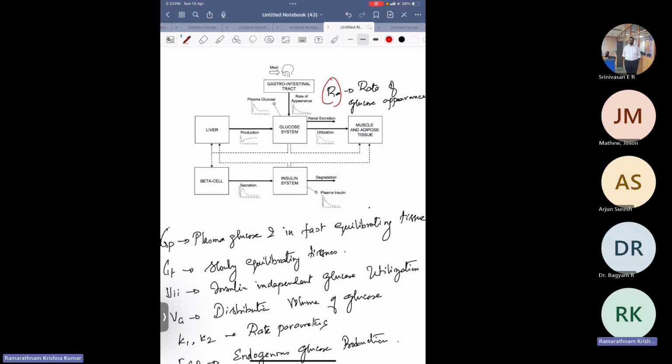Let us now look at the glucose system. What are the things involved in the glucose system? When I talk about the glucose system, I have plasma glucose and the fast equilibrating tissue. Together this is one compartment, CP. Actually this is one compartment-like thing, I'll come to this in a minute. In other words, I'm going to expand the glucose system.